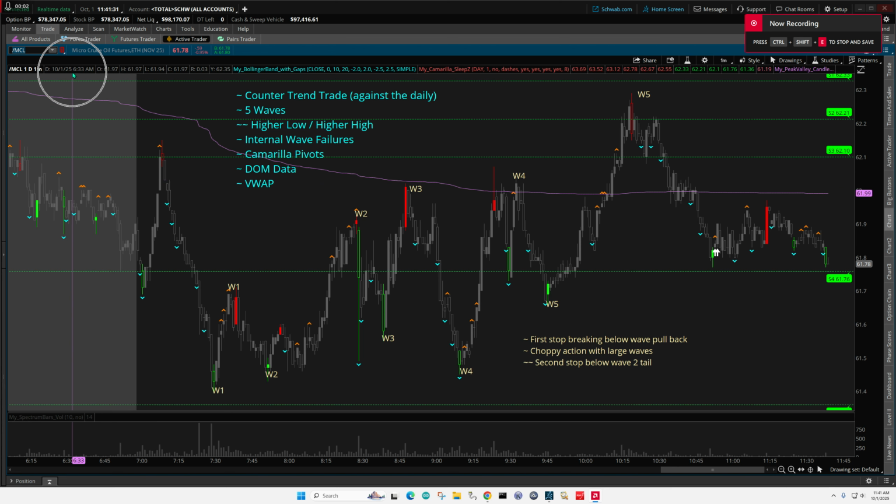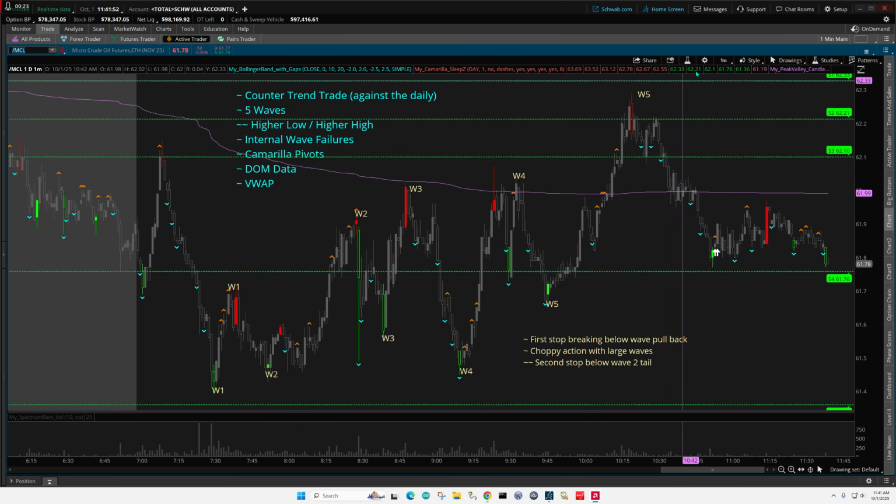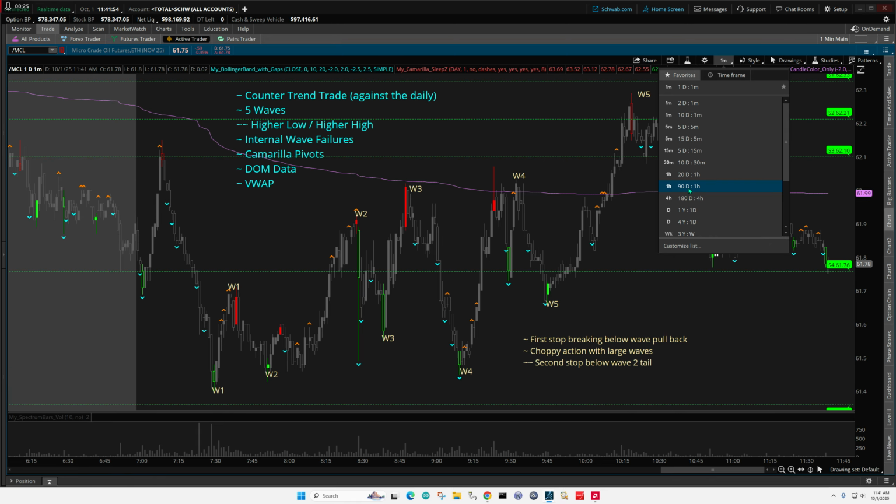October 1st, 2025, micro crude oil futures, 1 minute chart. In this video, I'll cover counter trend trading against the daily chart, 5 waves, higher lows and higher highs, internal wave failures, Camarilla pivots, DOM, depth of market data, and VWAP. So let's go out and look at the daily chart here.